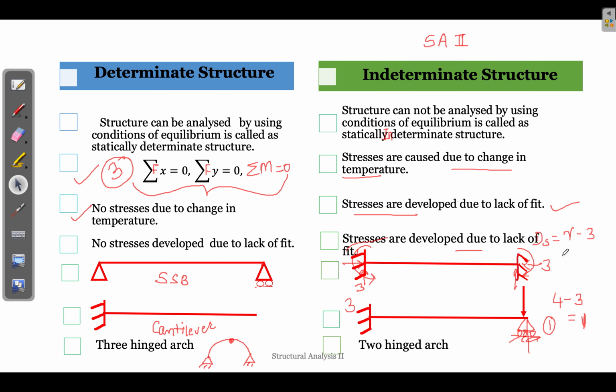Anyway, we are going to solve this problem, but I am just telling it in a short time. So here 3 plus 3, 6 reactions are there, minus 3, 6 minus 3 is 3. So this fixed beam is indeterminate to degree 3. Then there is a 2 hinge arch. A 2 hinge arch is an arch where this end is hinged and the other end is also hinged. So this is a 2 hinge arch and it is an indeterminate structure. When there is an internal hinge, it becomes determinate. So this is about determinate and indeterminate structures.